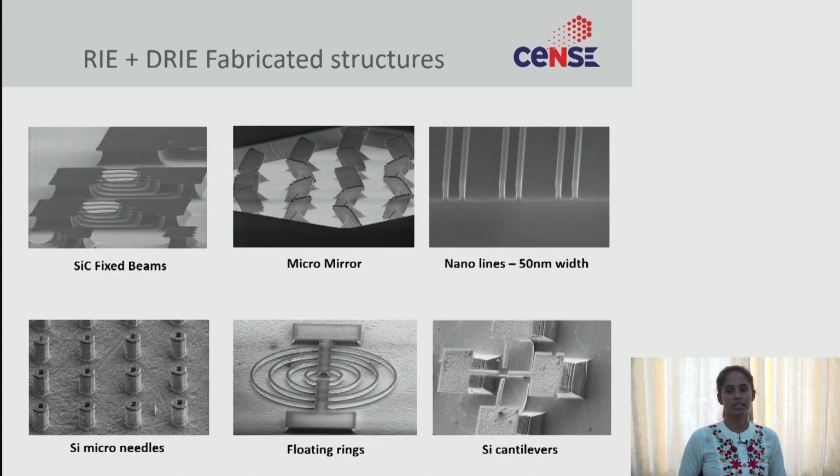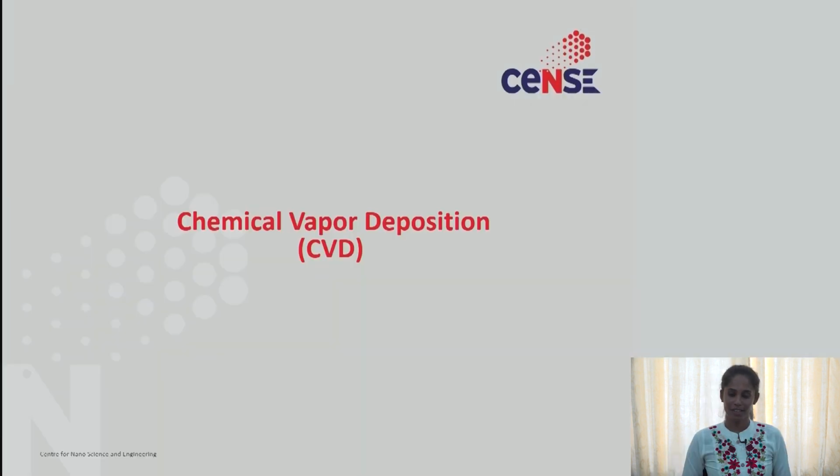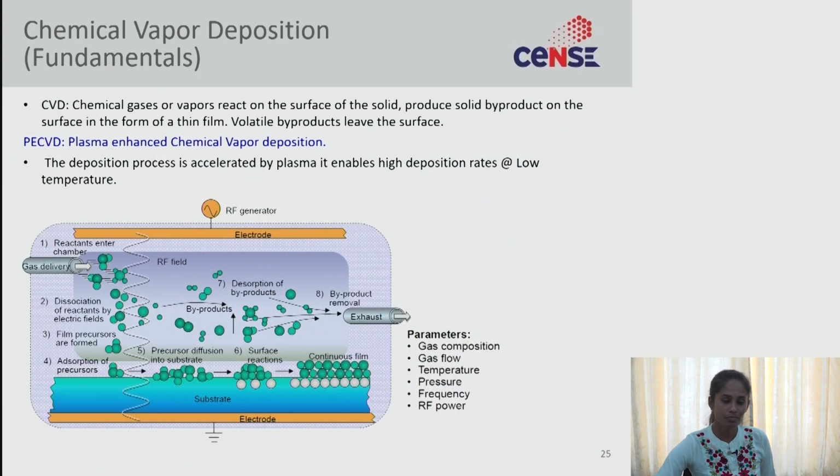These are some of the deep reactive ion etching images we have done in our DRIE tool. I think till now you have seen all the etching processes and etching tools, right? Along with that we also have CVD, chemical vapor deposition. Let's see what chemical vapor deposition tools we have.